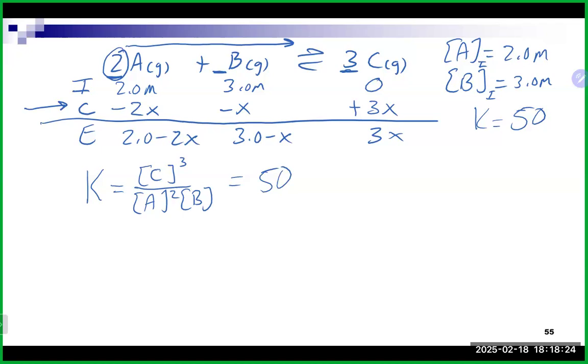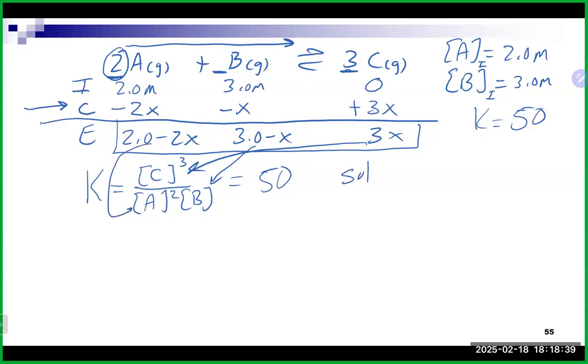So what we do at this point is we take our equilibrium line, and everything in the equilibrium line gets put into our expression. So we take these and put them in there, and then we solve for x, which is the fun part of the program, maybe the math part of the program. So at some point you will solve for x, and we're going to talk about a few different ways that you could solve for x.